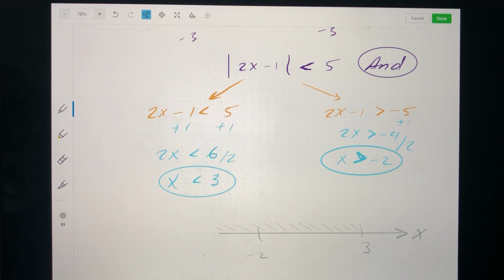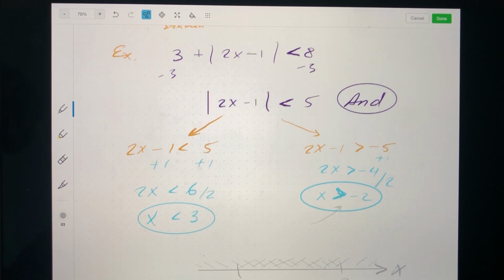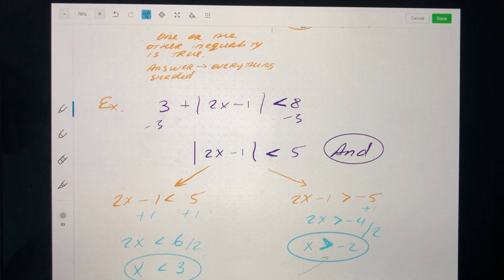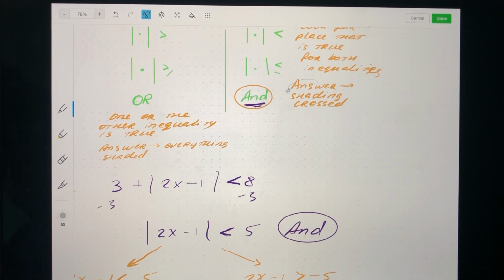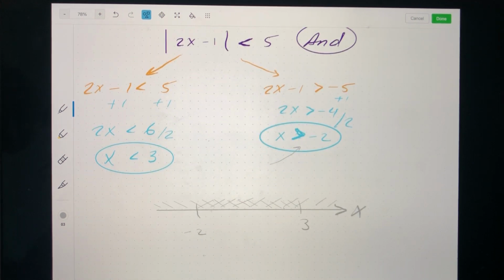Now, for the greater than -2, that means starting at -2, anything to the right. And so I continue shading everything to the right. Now, since I have the end, my final answer is the place where the shadings intersected. So what I look for is the place where the shadings crossed, which is here. So this is going to be my final solution.